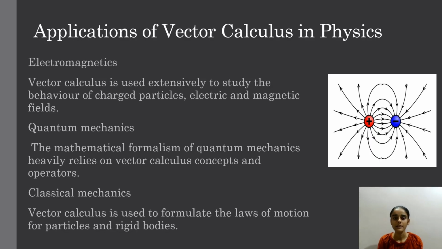Application of vector calculus in physics. First, in electromagnetics, vector calculus is used extensively to study the behavior of charged particles, and electric and magnetic fields. Next, in quantum mechanics, the mathematical formalism of quantum mechanics heavily relies on vector calculus concepts and operators. Next, classical mechanics. Vector calculus is used to formulate the laws of motion for particles and rigid bodies.